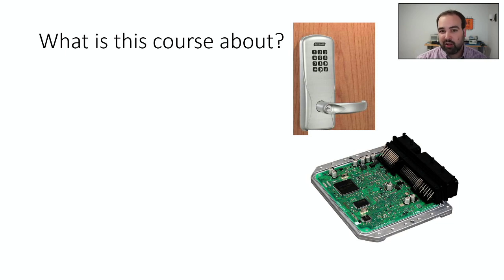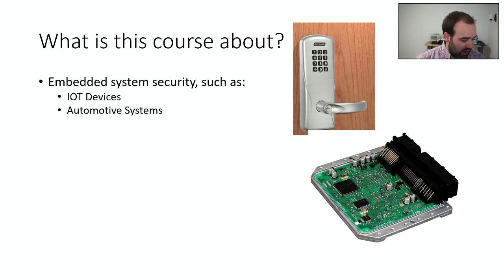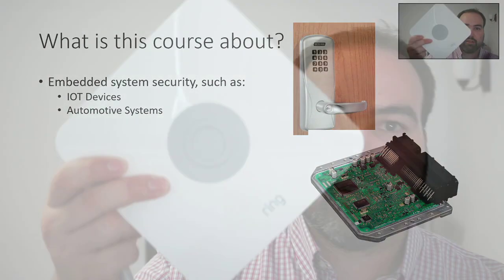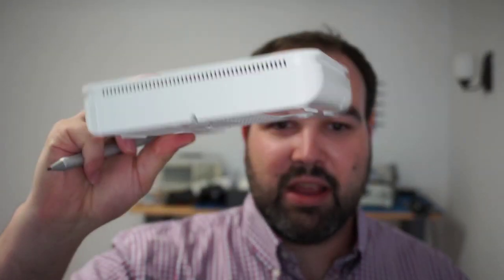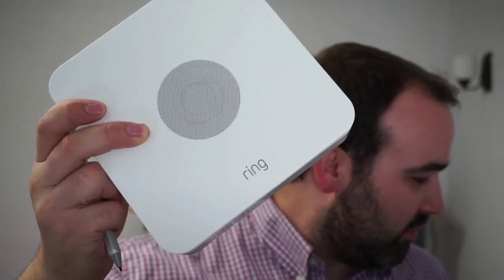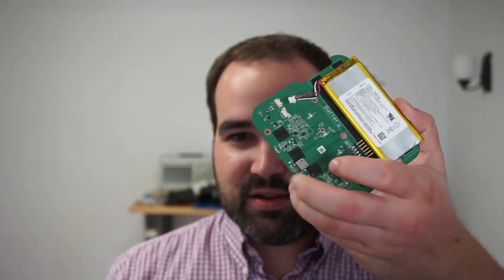This course is going to look at a lot of consumer electronic type products. So we're going to look at IoT devices. There's an example of a lock. I've got another one here, this is a Ring hub. So we're going to take a look at what's inside these devices, how do you actually analyze them? So what does security mean when we're talking about IoT devices?